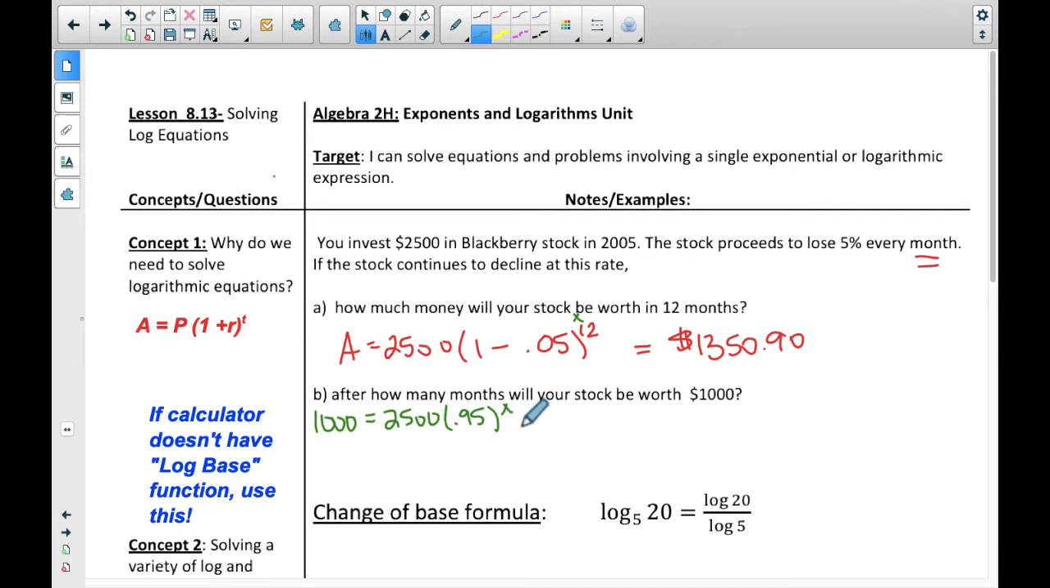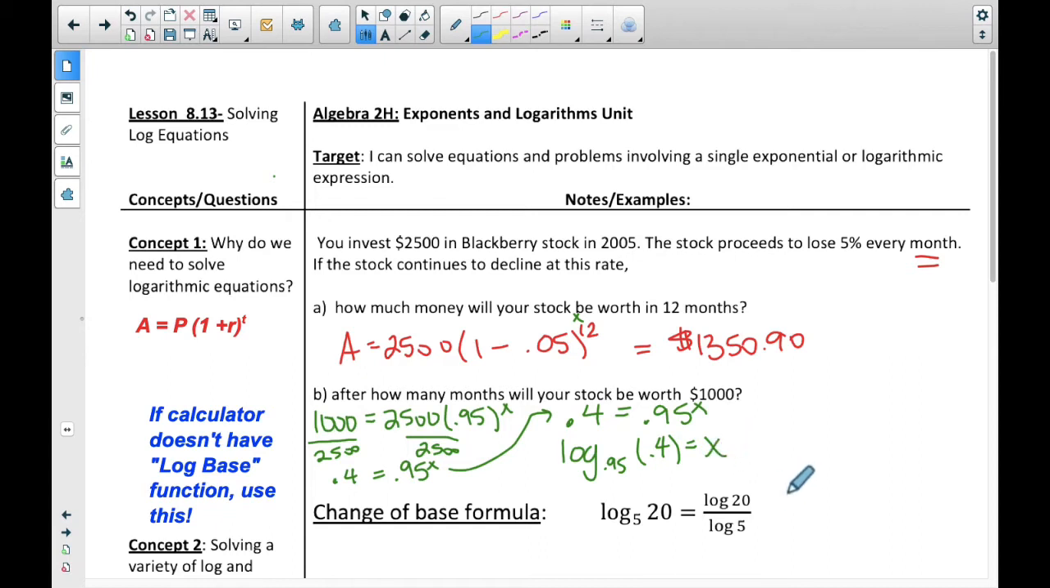What we need to do is isolate our exponent, so we need to divide by 2,500. And so we get 0.4 is equal to 0.95 to the x power. We now know how to solve this with logs. What I would do is go right, left, right. The base is 0.95, so I would say log base 0.95 of 0.4 is equal to x.